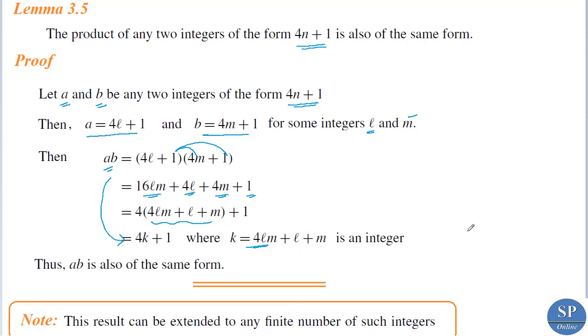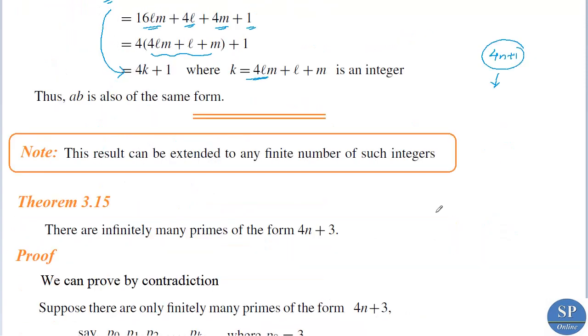That is, if we have a finite number of integers of the form 4n plus 1, then their product is also of the same form. Now we have a theorem: there are infinitely many primes of the form 4n plus 3. That is what we need to prove here.